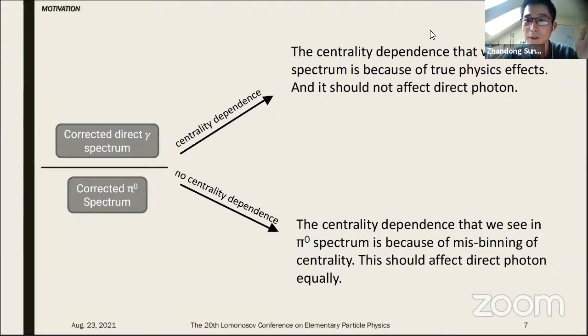If so, then we would say that the centrality dependence of the pi0 could be because of some physics effect. If it comes out without centrality dependence, then we highly support or claim that maybe we have mis-binned the centrality, and this mis-binning should affect direct photon as well.